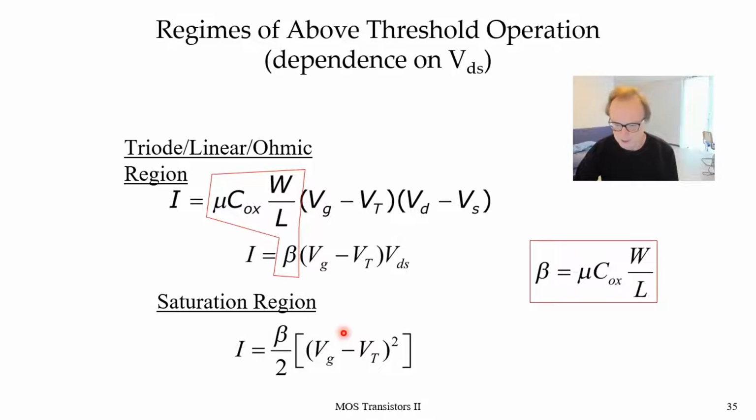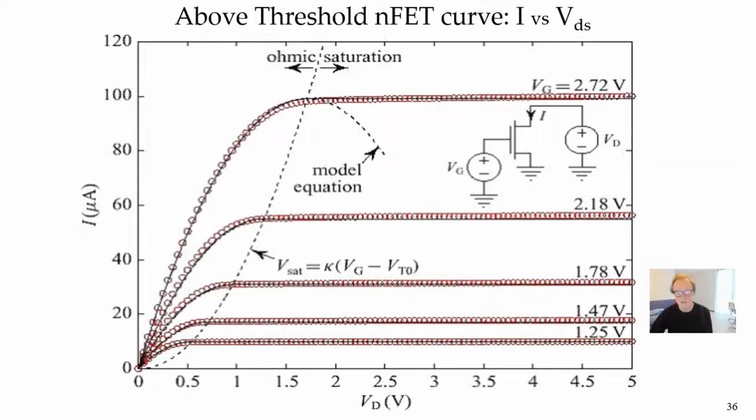And so now the simplest form of the above threshold transistor equation is beta over 2: I equals beta over 2 times Vg minus Vt squared. Right? Nice and easy. So here, what does that actually look like?